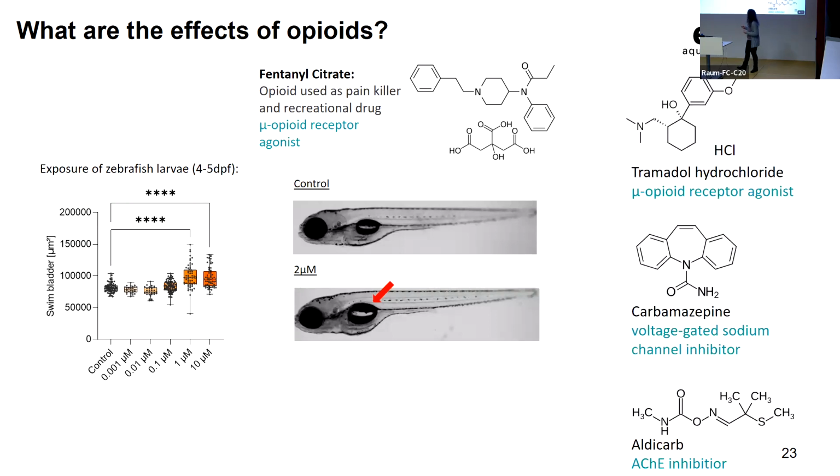So we followed this up with other chemicals, and we found that also tramadol hydrochloride, which is as well an opioid, causes the same effects, but also carbamazepine, which is an anti-epileptic drug and has a different mode of action, and the insecticide aldicarb, which is an acetylcholinesterase inhibitor, they also cause this effect. And so we're still puzzled why these chemicals with different modes of action cause the same effects.